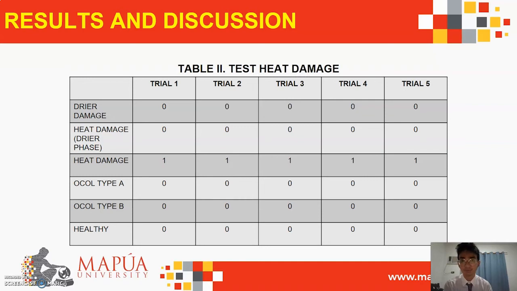For table 2, we tested the heat damage. The sample is the heat damage, so we got the correct result. Input was heat damage and the output was heat damage. So from trial 1 to 5, correct. Table 3, the sample is heat damage dryer phase. Same as the previous, trials 1 to 5 all got the correct answers.